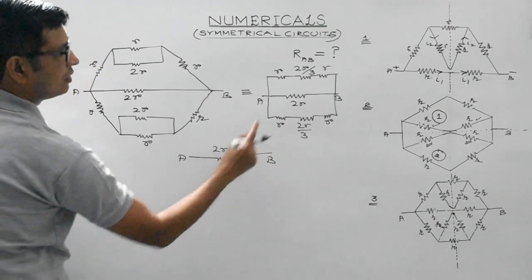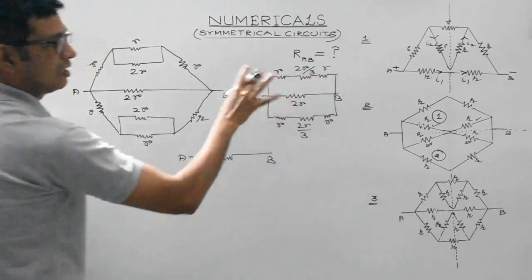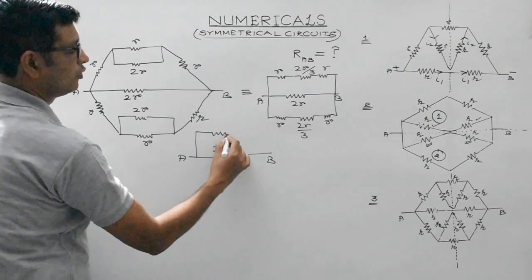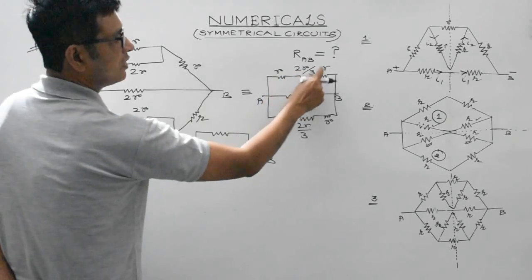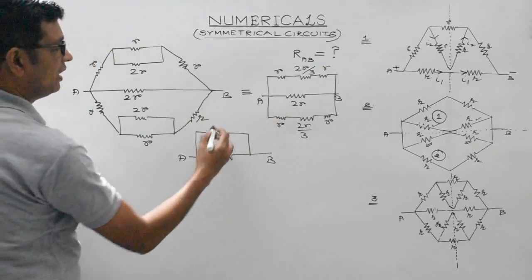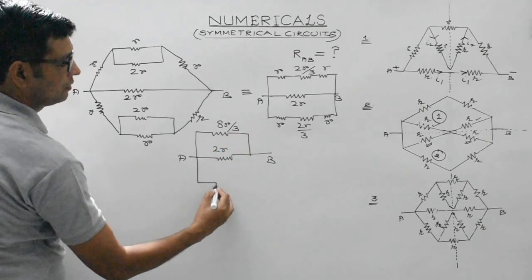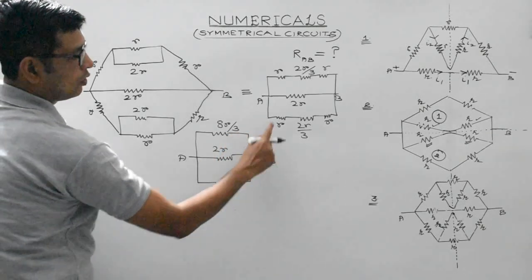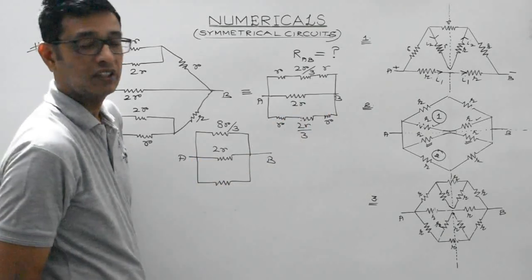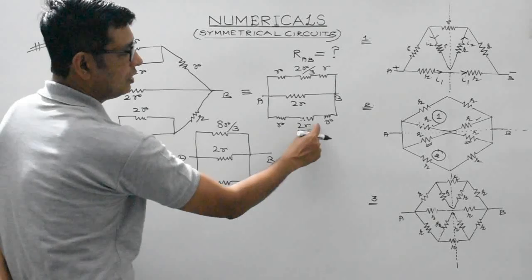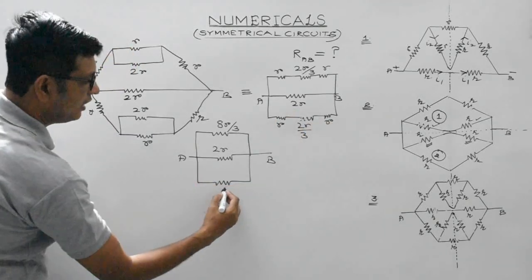This is 2R. 2R by 3, R. They are all connected in series. So resultant would be R plus 2R by 3 plus R. So it will be 8R by 3. Similarly, all the three are connected in series. So resultant effective resistance would be R plus 2R by 3 plus R. So it will be 8R by 3.